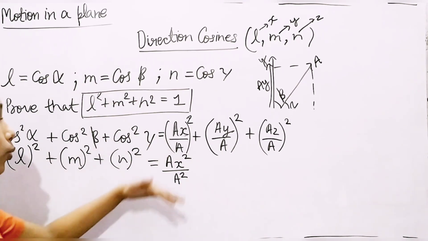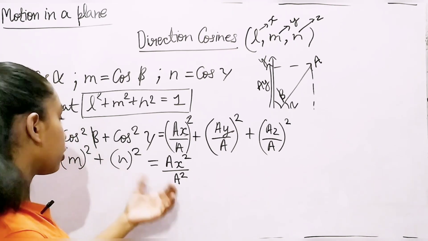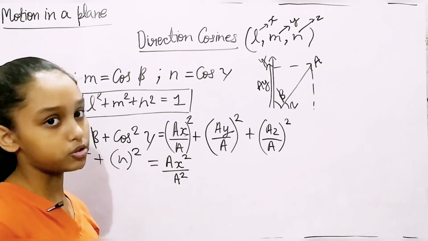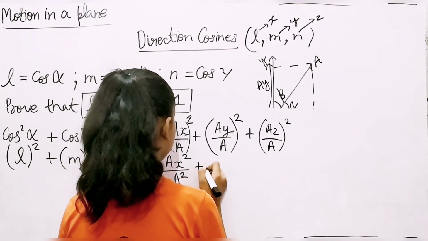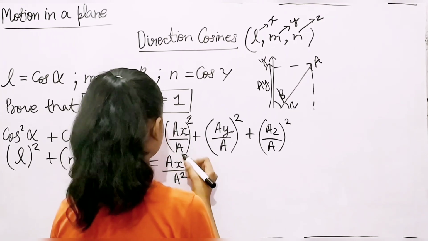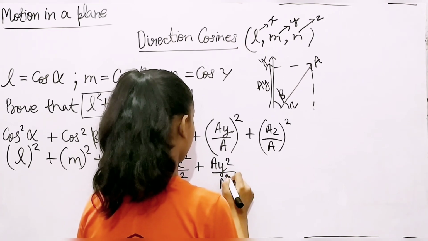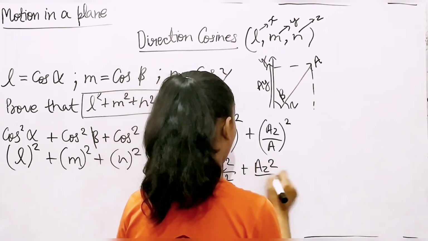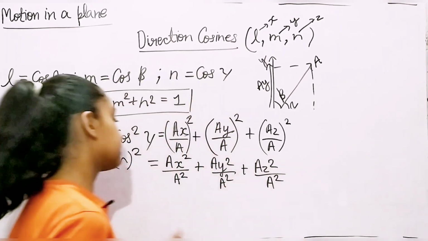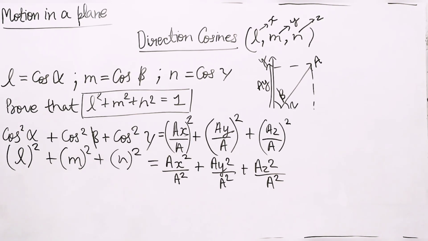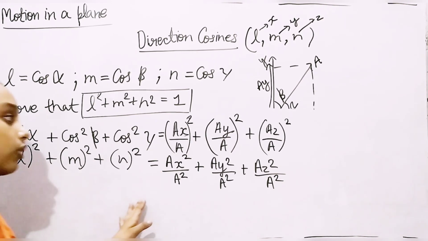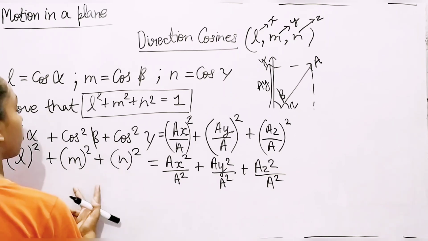Now I'm going to use square for both the numerators and denominators. So AX squared by A square, now AY squared by A square, and now AZ squared by A square. That's it. You can also put it in a bracket if you want; that doesn't matter. So now, next step will be what?